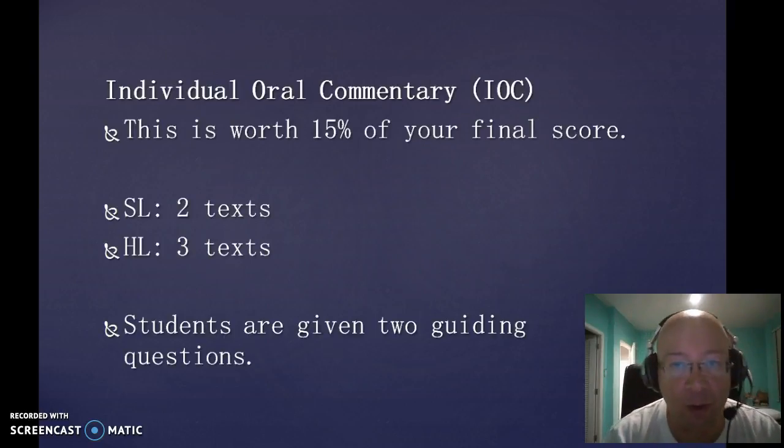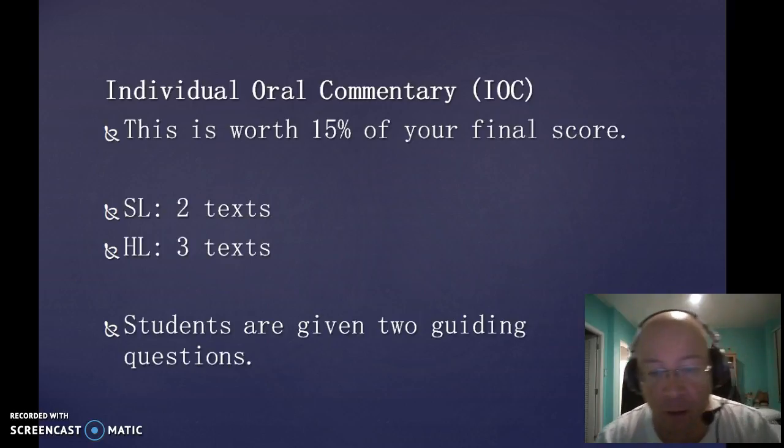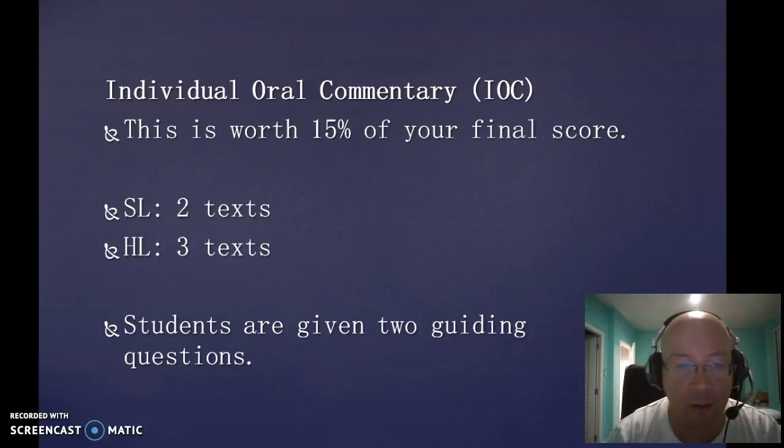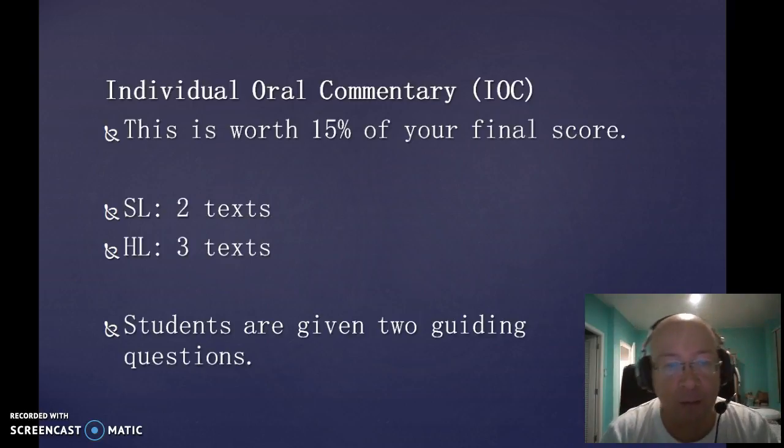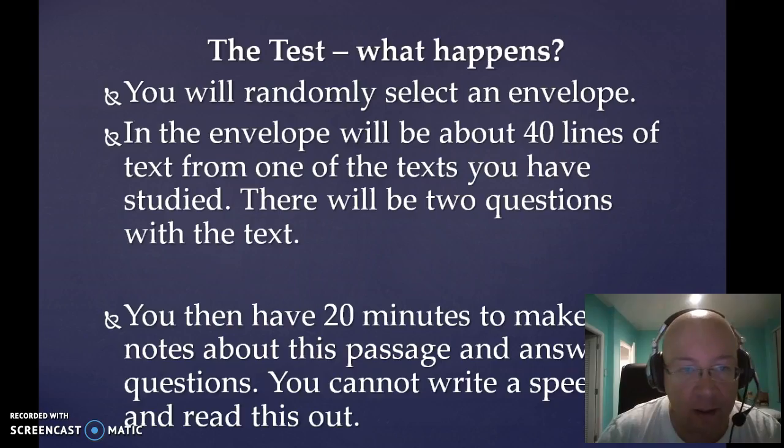What's it worth? It's worth up to 15% of your final grade. It's one of 2 oral assessments that you'll take for English A. In terms of what you study, if you're doing standard level, then you will do 2 texts, and if you're doing higher level, you'll do 3 texts. A text can be a novel or a play, or it can be a collection of poems, usually 15 poems by the same poet.